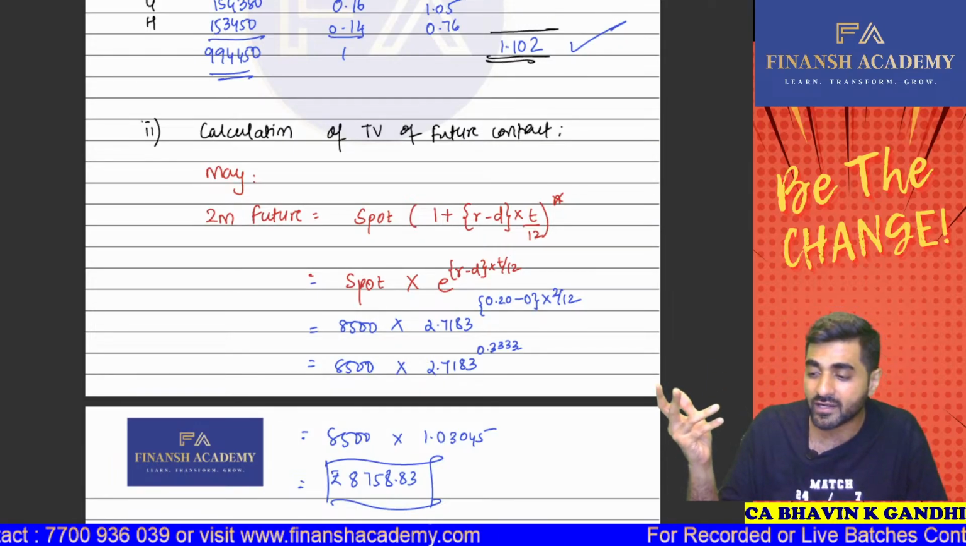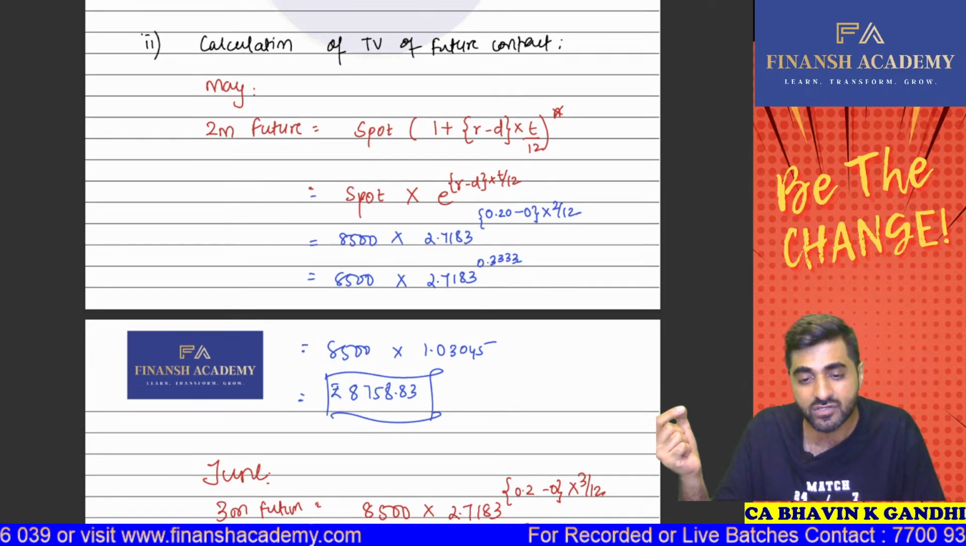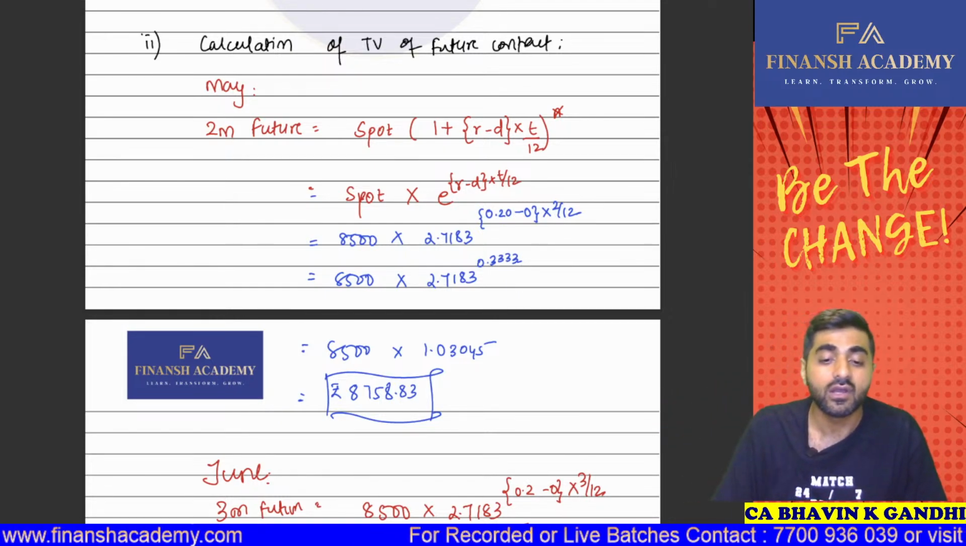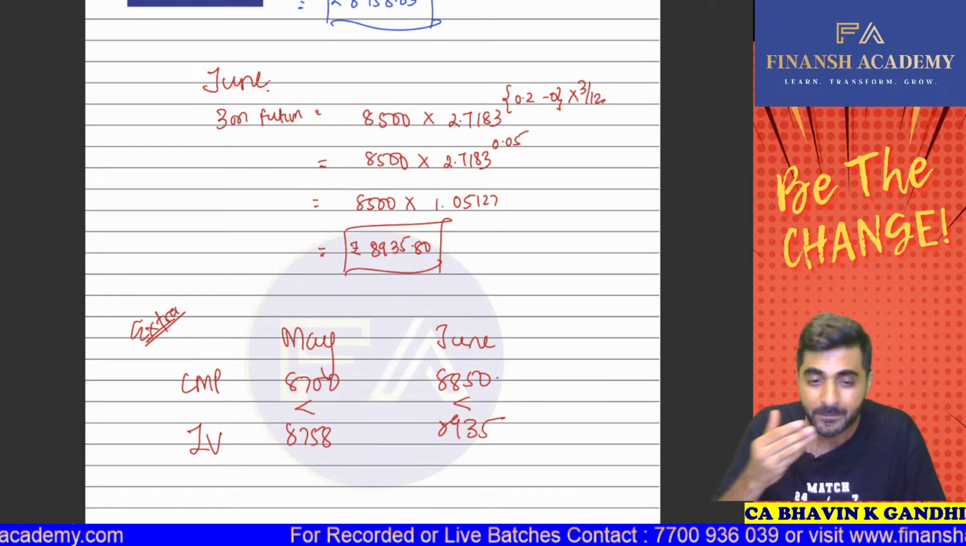It's a 2-month future contract. So that is why we'll be taking that into consideration here. We have the values of E also in the question. So 875.33 is the theoretical value. Also for a 3-month future contract, we have a theoretical value which is 8935.8.